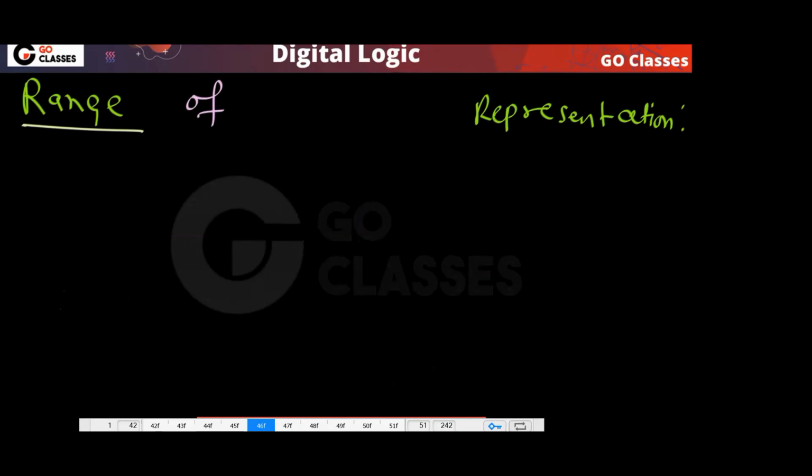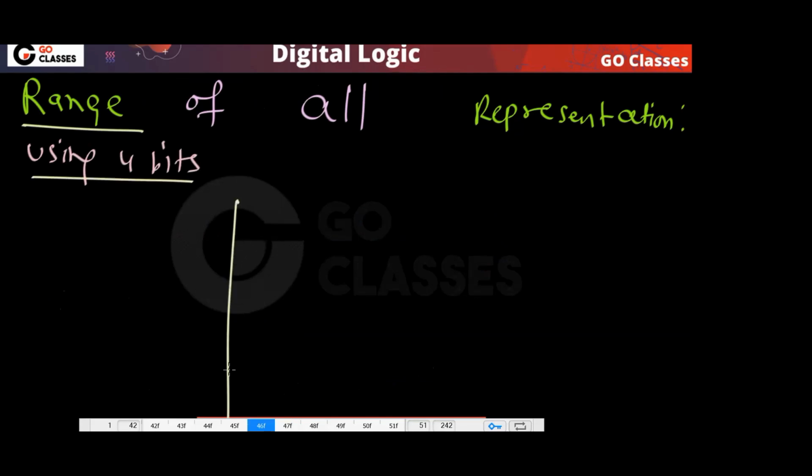Maybe all representations we can do. Let's do the comparison. Okay, so I'm going to tell you all using n bits, maybe using 4 bits. Let's do first using 4 bits, then we will do for n bits. So using 4 bits, tell me, these are the representations we have.